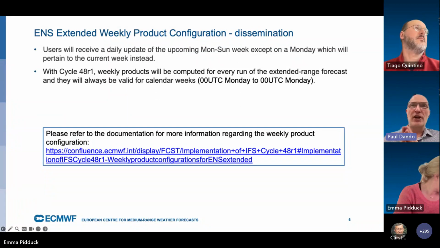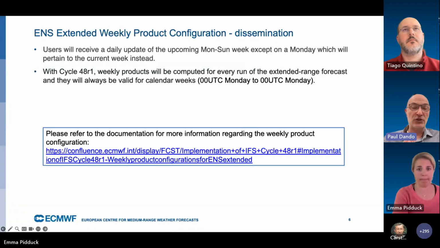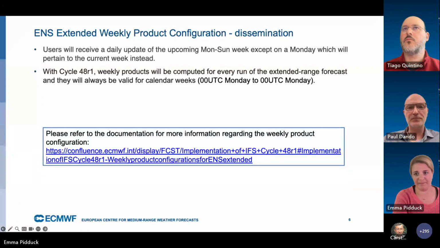Now, obviously, that's going to create some interest regarding the way you actually request this data, both in dissemination and from MARS, because now you'll be having to change your step range each day, depending on which day of the week the data was produced. So what I suggest to everybody is that you look at the documentation that we have on the webpage. I've put the link in the box there, which explains which step ranges are available for which days of the week the run started on.